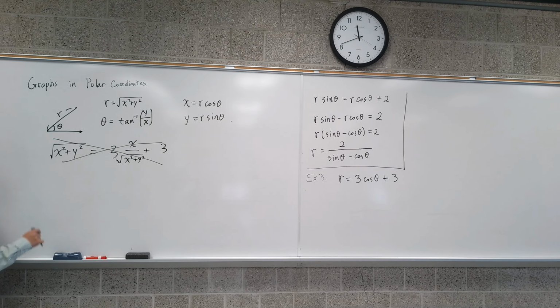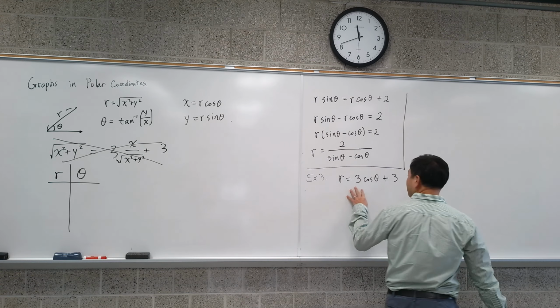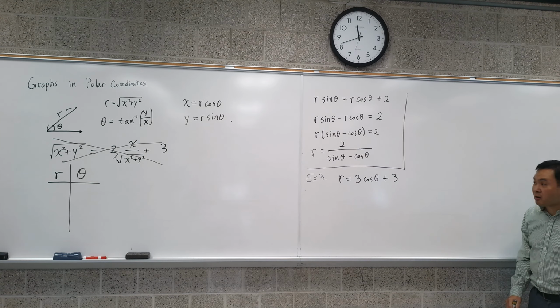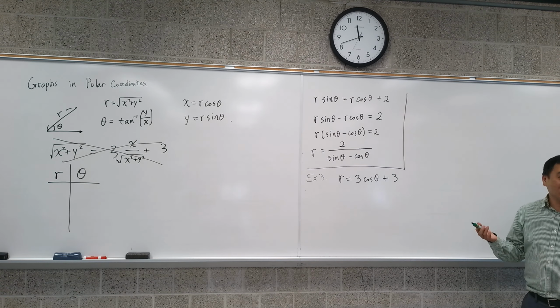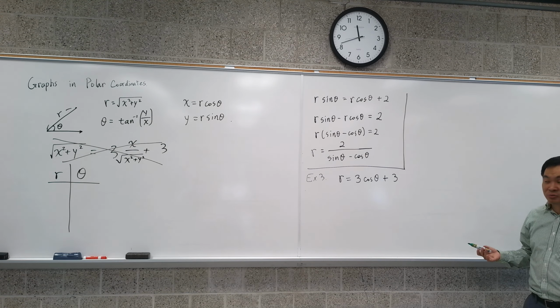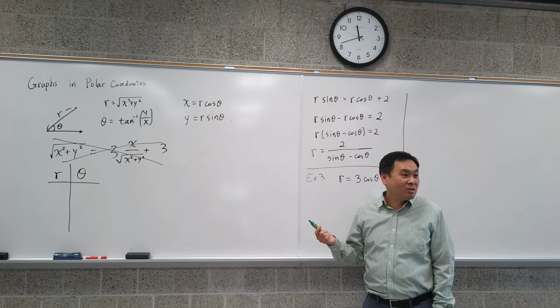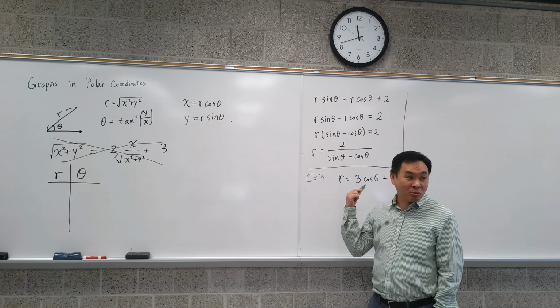Instead, what we can do is we can make a table of r and theta. To draw this graph, we need to make a table of r and theta. And if you recall how we drew graphs in rectangular, that's what we did, right? In high school, when you learned how to draw graphs for the first time, you made a table of x and y values. So that's exactly what we have to do in order to draw this graph.